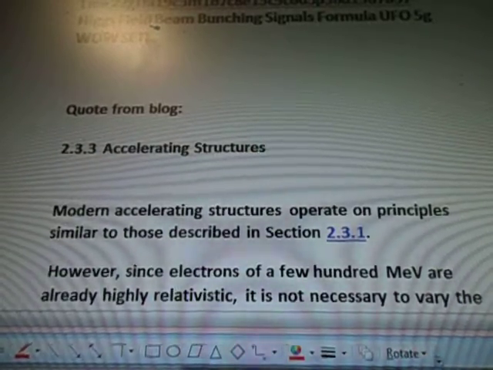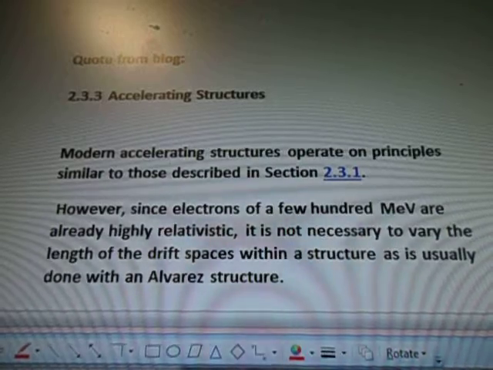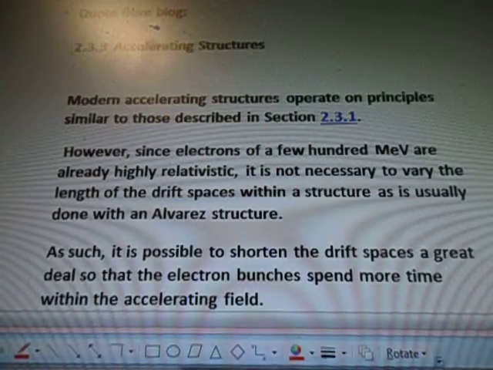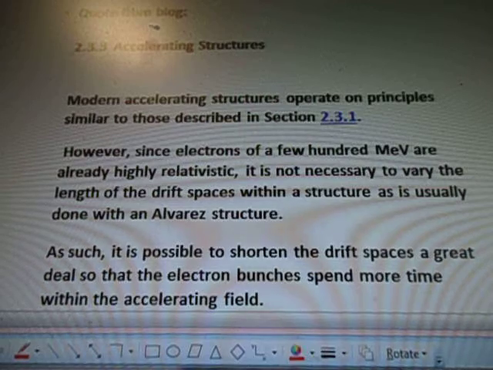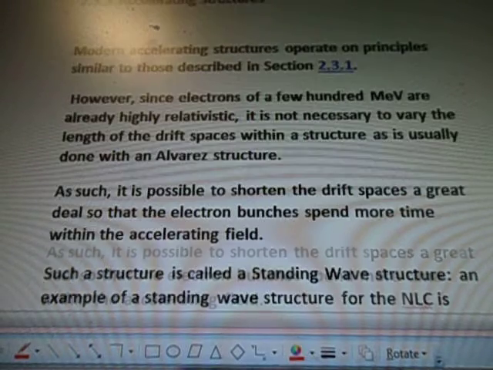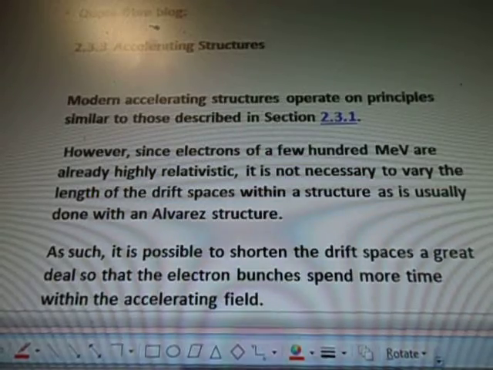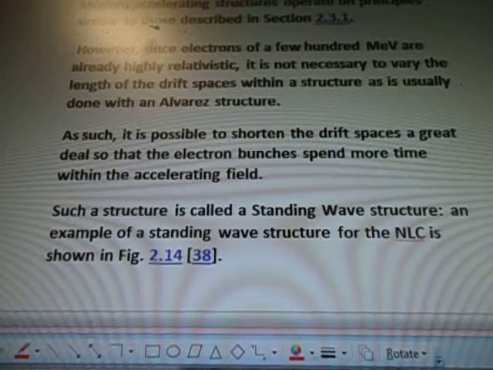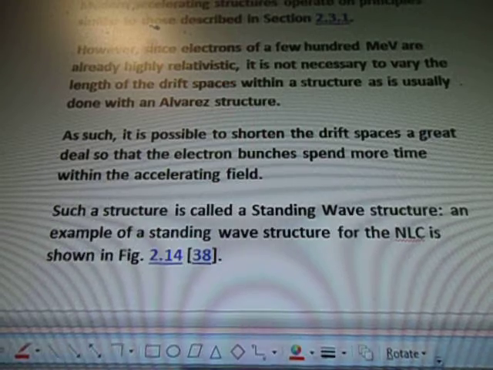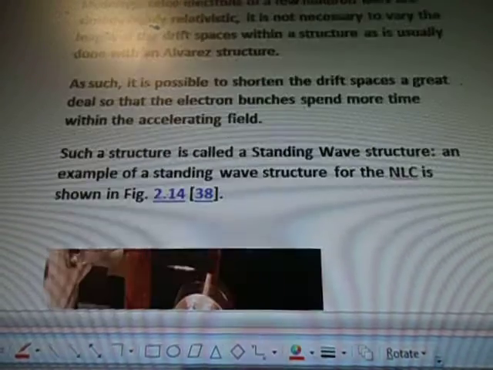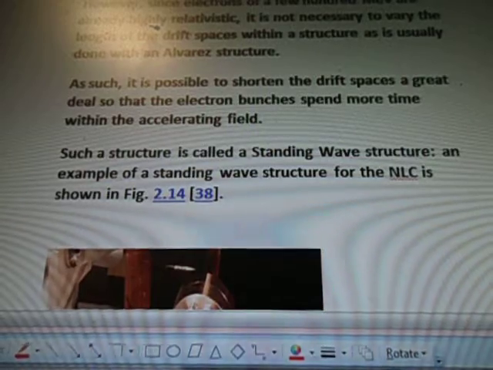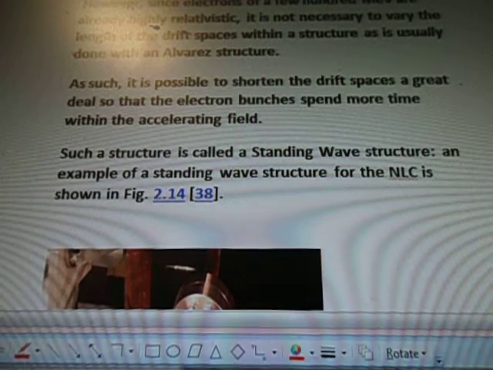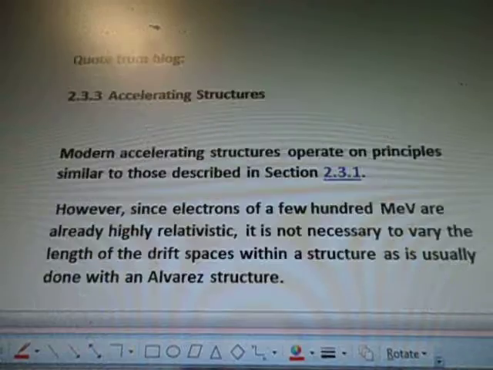So accelerating structures. Modern accelerating structures operate on principles similar to those described in this section. However, since electrons of a few hundred MeV are already highly relativistic, it is not necessary to vary the length of the drift spaces within a structure, as is usually done with the Alvarez structure. As such, it is possible to shorten the drift space a great deal so that the electron bunches spend more time within the accelerating field. Such a structure is called a standing wave structure. An example of a standing wave structure for NLC is shown in this figure.